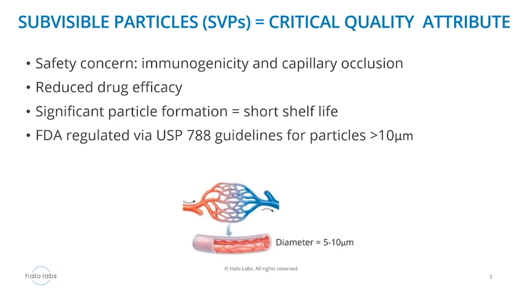Well, these subvisible particles are actually a critical quality attribute. Why? Well, they present safety concerns. They could be immunogenic a lot of times and even cause capillary occlusion. They may result in reduced drug efficacy. And significant particle formation or high particle counts is an indication that your drug has a short shelf life. And for these reasons, the FDA tightly regulates the number of particles that are allowed in a drug product by following the USP 788 guidelines for particles that are greater than 10 microns in size.